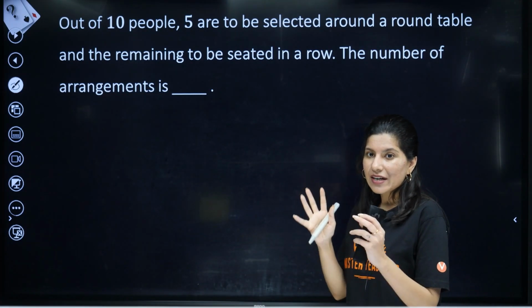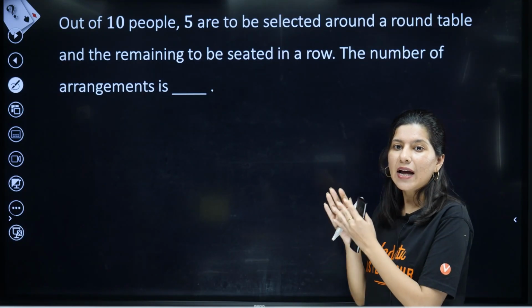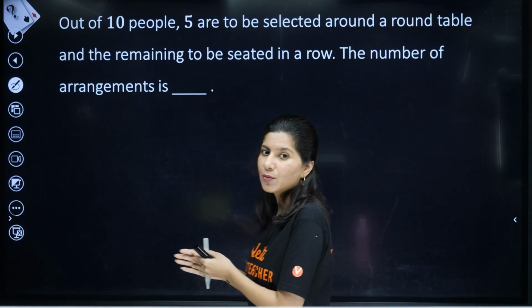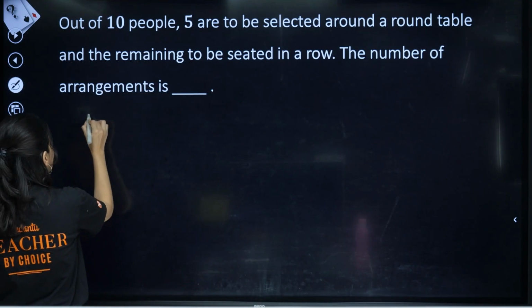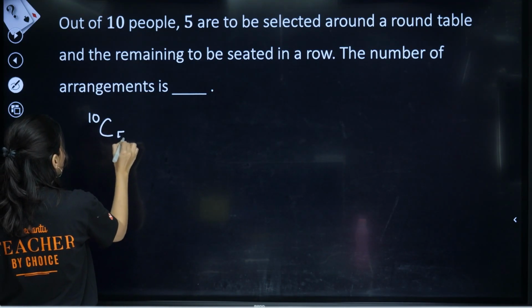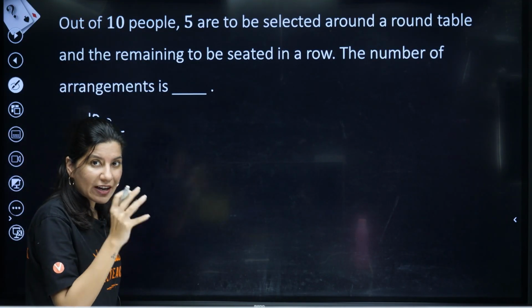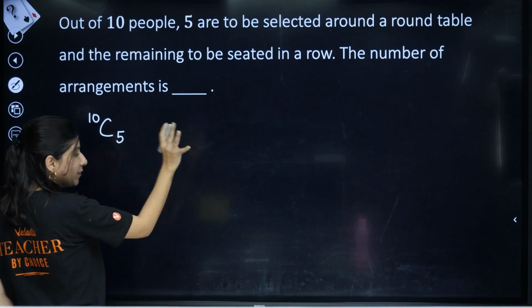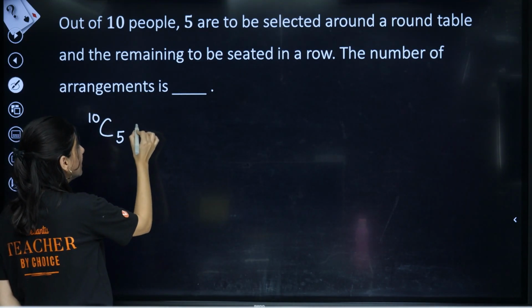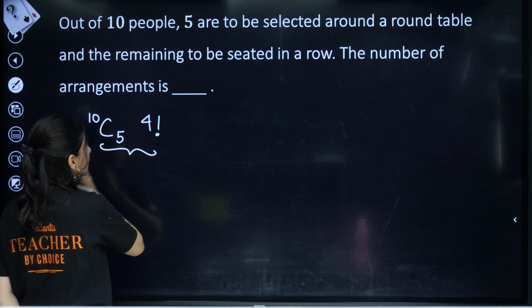So what they are saying is we have 10 people, 5 we need to send to the round table, and the rest 5 should be seated in a row. That is a linear arrangement, right? So first of all, let us select 10C5. By 10C5, I have selected 5 people for my round table. Now 5 people have to be seated at the round table. That can be done by 4 factorial. So this is the round table part.